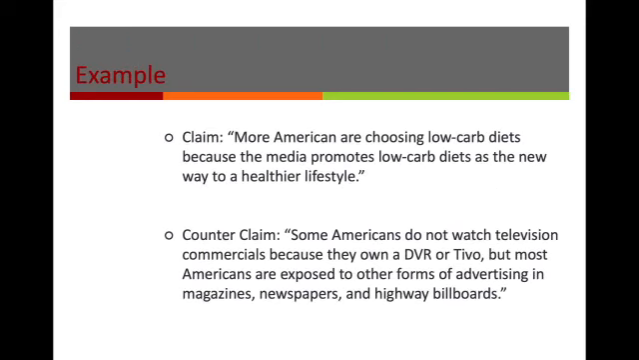For example, your claim for your comparing and contrasting might be more Americans are choosing low-carb diets because the media promotes low-carb diets as the new way to a healthier lifestyle. Maybe your counterclaim would be, some Americans do not watch television commercials because they own a DVR or TiVo, but most Americans are exposed to other forms of advertising in magazines, newspapers, and highway billboards.